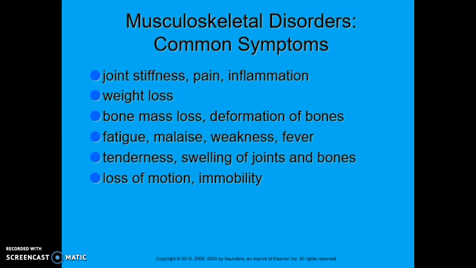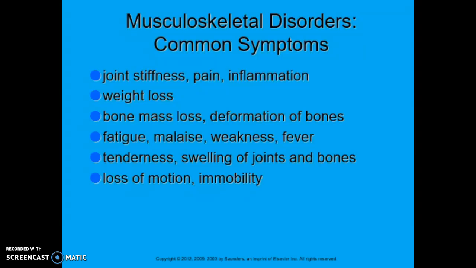Let's look at some musculoskeletal disorders, common symptoms. So the common symptoms can be joint stiffness, pain, inflammation. We also see weight loss, bone mass loss, deformation of bones, fatigue, malaise, weakness, fever, tenderness and swelling of joints and bones, and loss of motion and immobility.